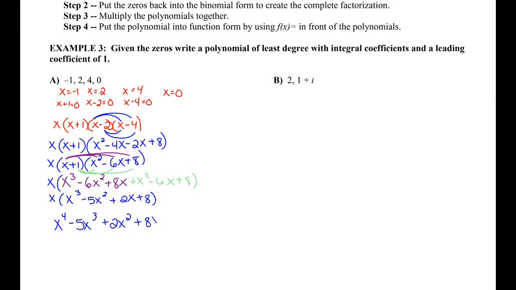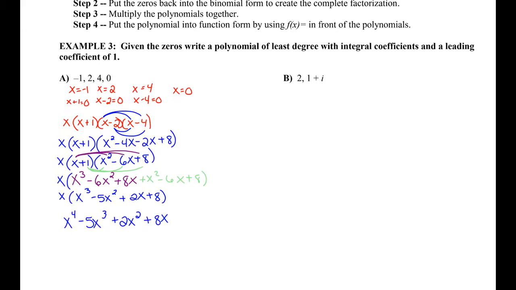I want to make sure my answer is in standard form, so decreasing order by degree. We also want to make sure for this to be in function notation that we start off our answer with f of x equals. Again, it does not matter the order that you multiply your factors together in. We're going to look at example B and example C tomorrow in class, but feel free to try them beforehand.